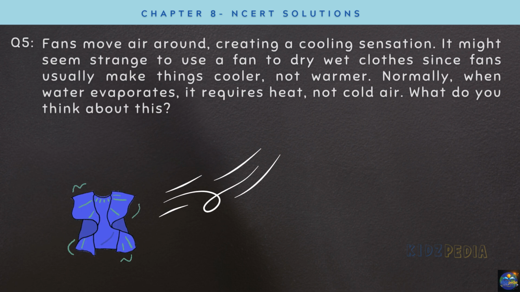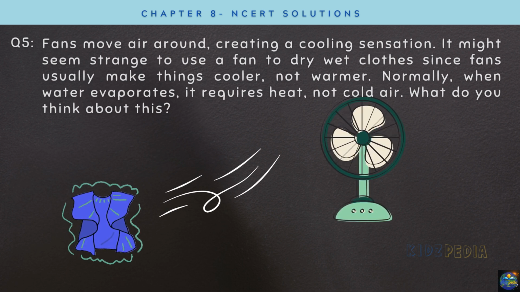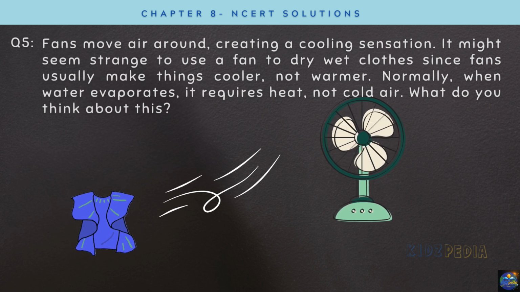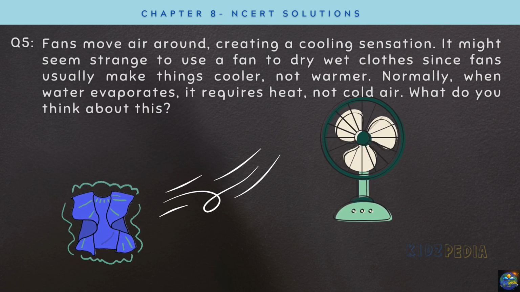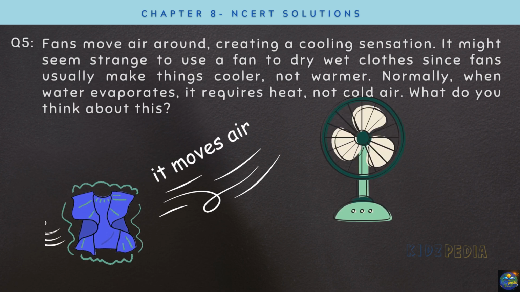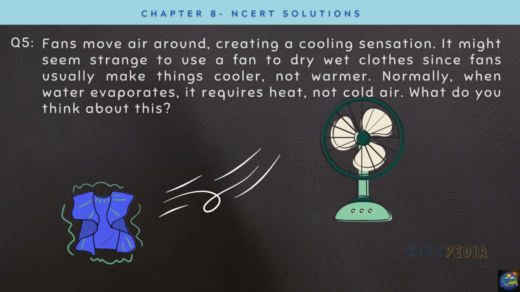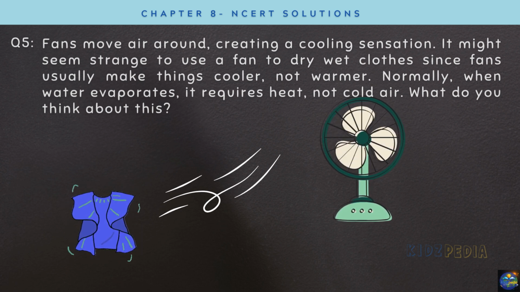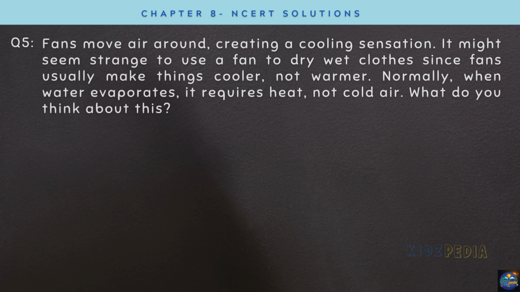When wet clothes are kept under a fan, the moving air removes the water vapor around the clothes. If the air around the clothes stays still, it quickly becomes full of water vapor and evaporation slows down. But when the fan keeps moving the air, the moist air is carried away and fresh dry air comes in contact with the clothes. This allows more water to evaporate, so the clothes dry faster. So a fan does not dry clothes by heating them but by increasing the rate of evaporation through air movement.